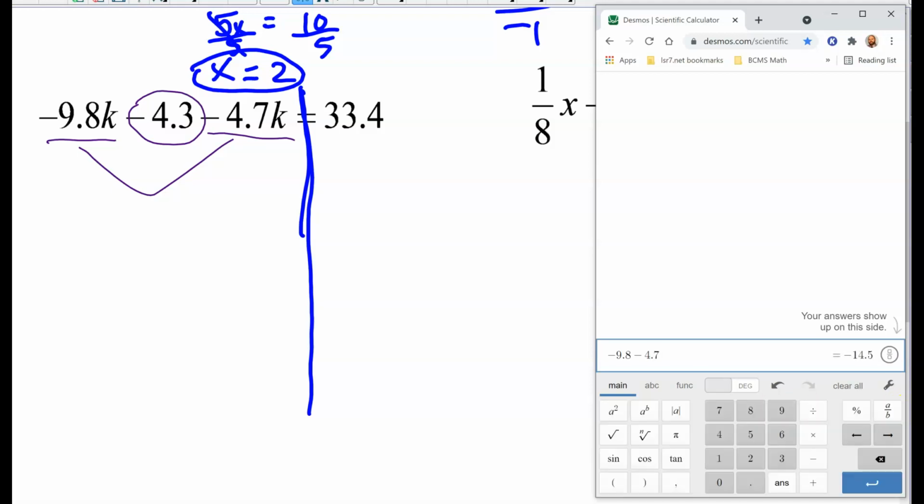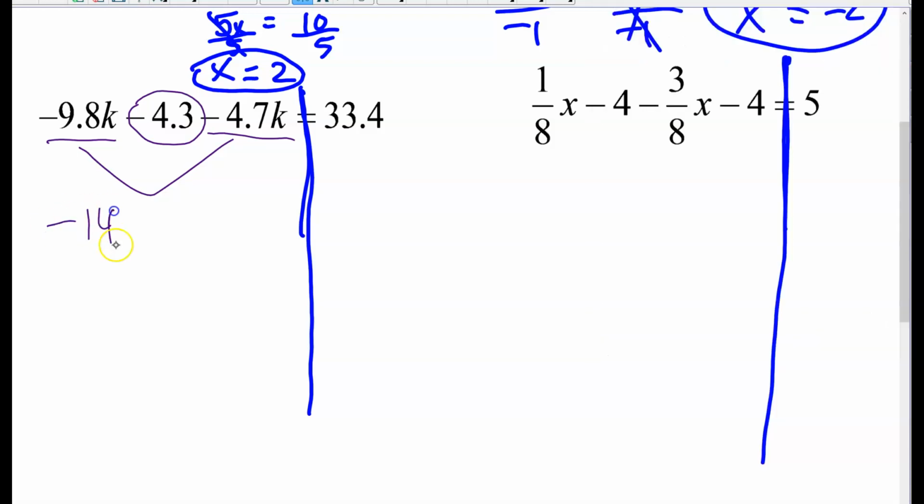Okay. So when I go through and I answer that, what I'm left with is a negative 14.5 or negative 14 and a half k minus 4 and 3/10. And that's equal to what's left over here, which is that 33 and 4/10.